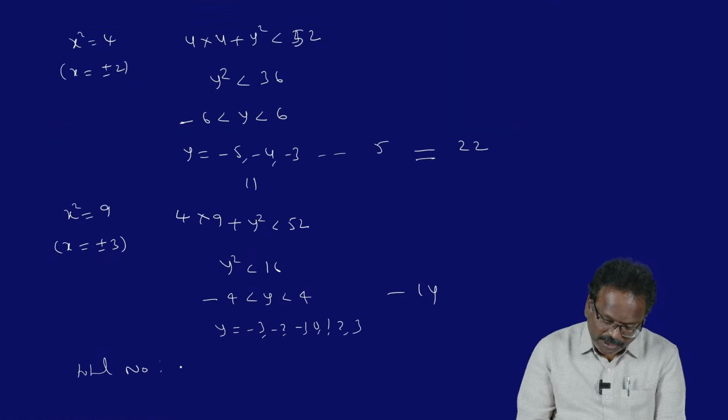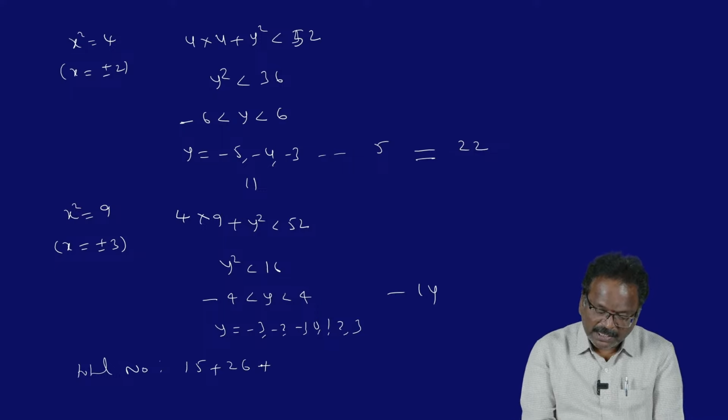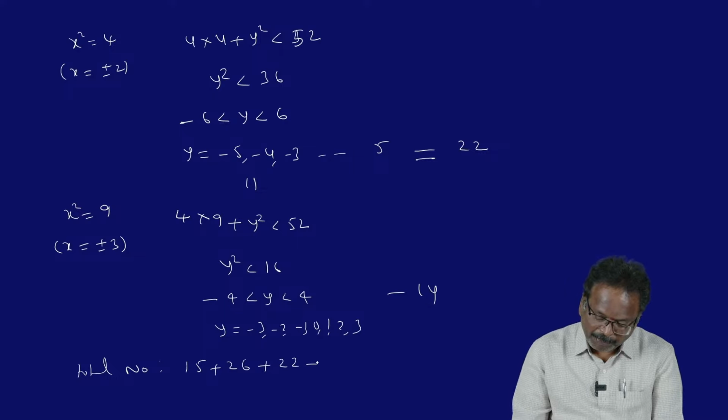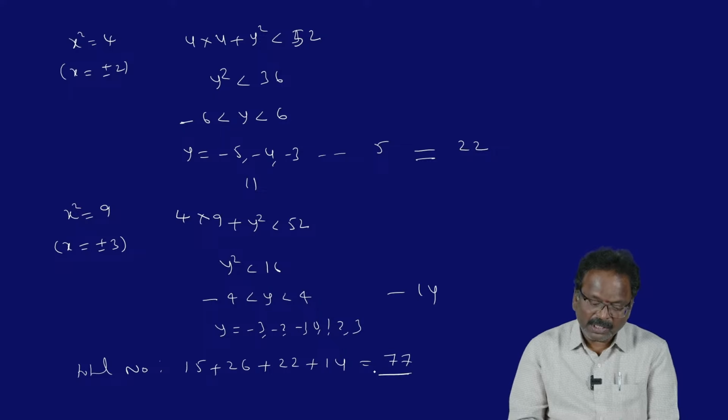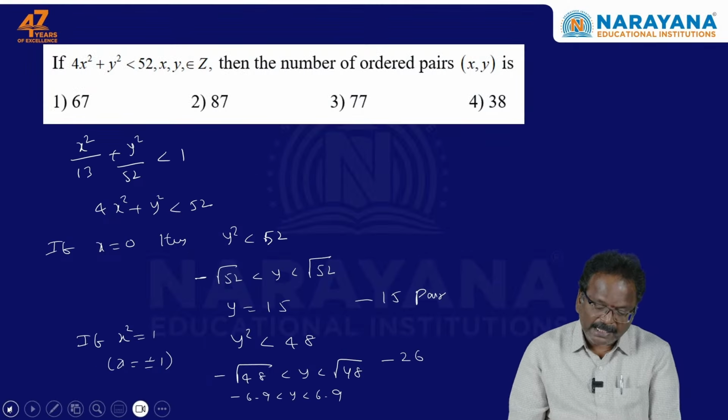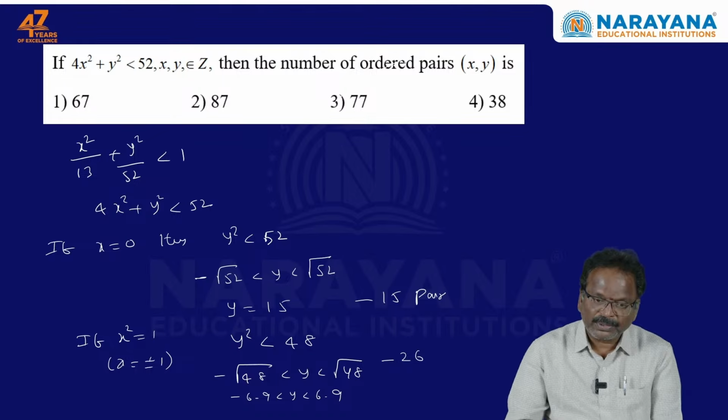If x is 0, 15. If x is plus or minus 1, 26. If x is plus or minus 2, 22. If x is plus or minus 3, 14. So 26 plus 14 is 40, 55 plus 22 is 77. So the number of integral coordinates that lie inside the ellipse is 77 only.